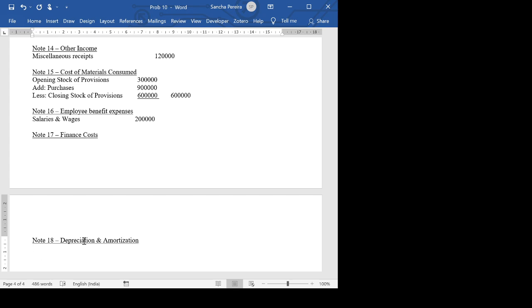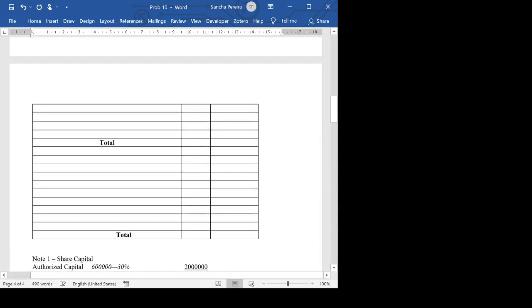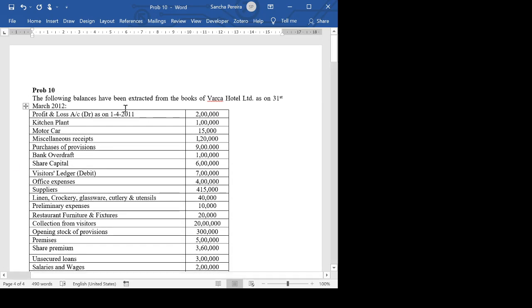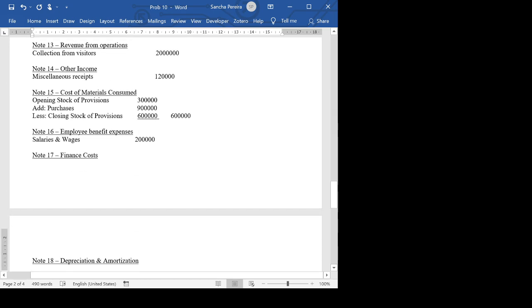And the last thing that we have is other expenses, note 19. We had quite a few notes in this problem. Other expenses, I'll put first, and let's finish everything in the trial balance, the balances that are given. All these things are taken. We can just go through to check. Office expenses, 4 lakhs.